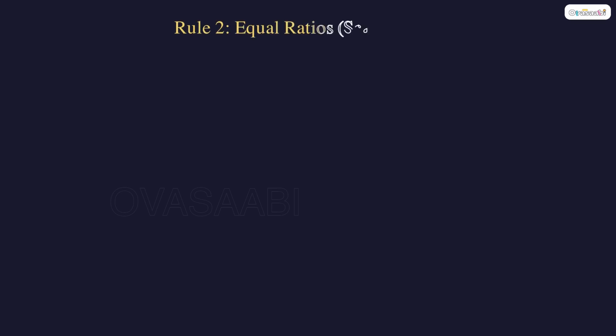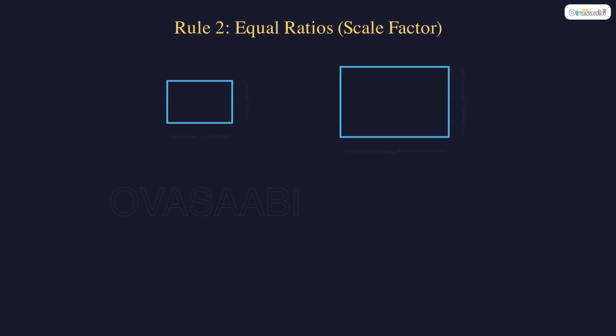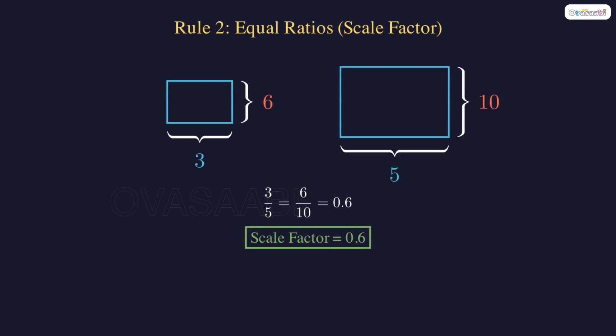Rule 2. All matching sides must have the same ratio. This ratio is called the scale factor. Think of it like a recipe. If you double one ingredient, you double them all.